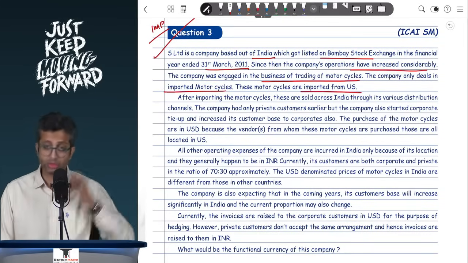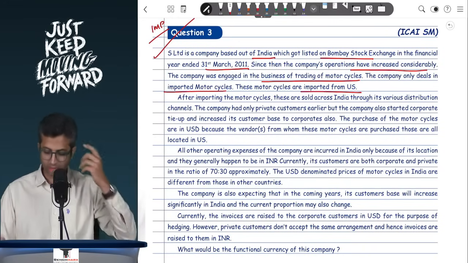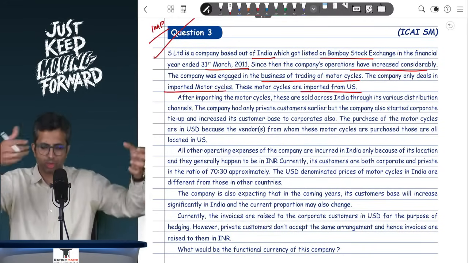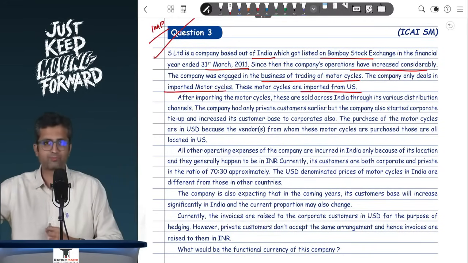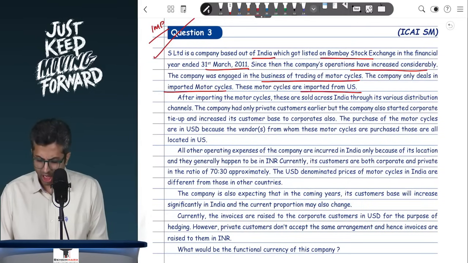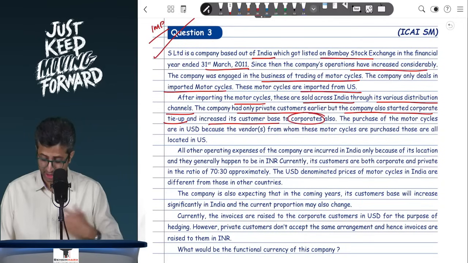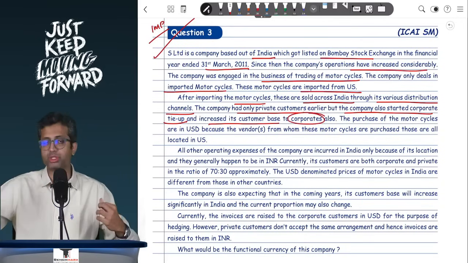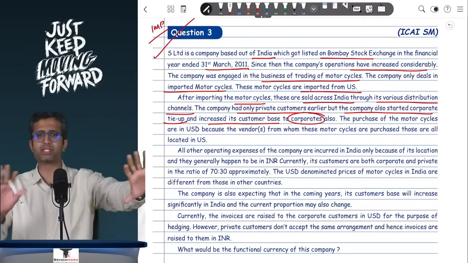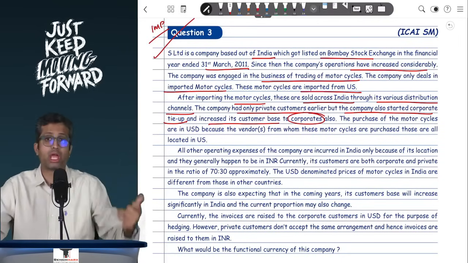These are imported from the US. So there is a distributor, like we are importing Harley Davidson motorcycles from the US and distributing them in India. After importing the motorcycles, they're sold across India through various distribution channels. The company had only private customers earlier, but the company now has started corporate types and increased the customer base to corporates as well. So like Zomato, Swiggy, Zepto, I mean, I know they don't use Harley Davidsons, but nevertheless, I've tried to type with corporates as well.